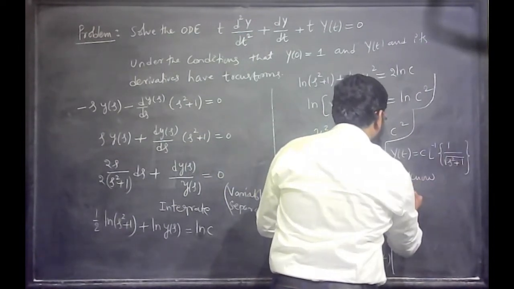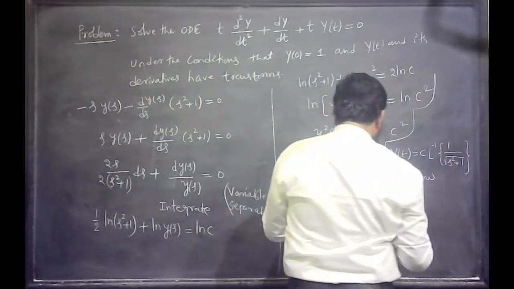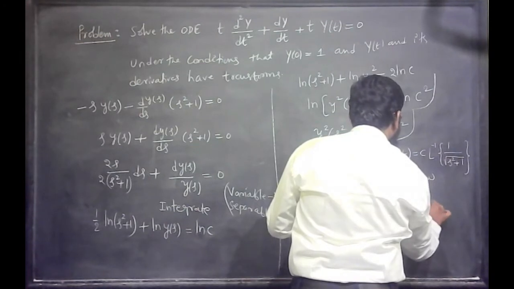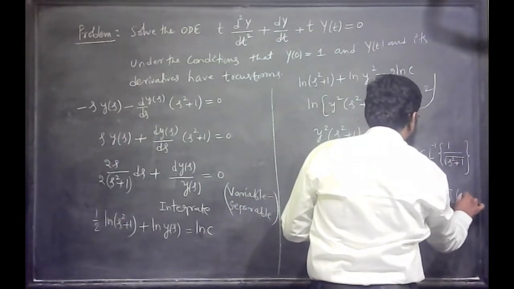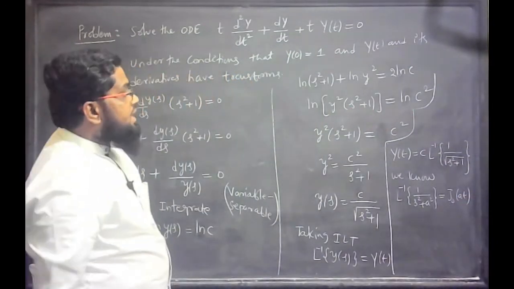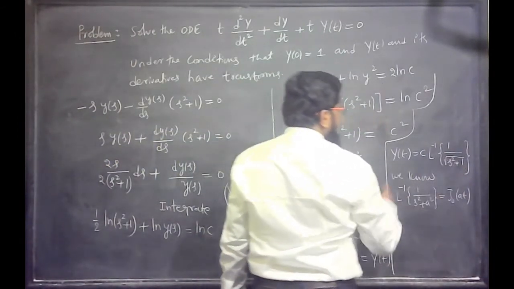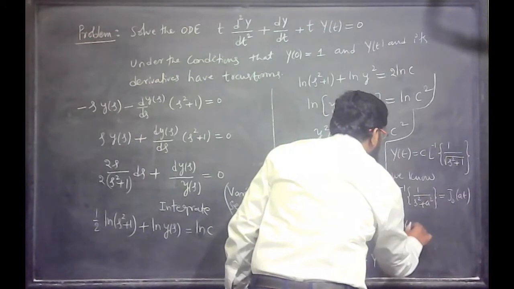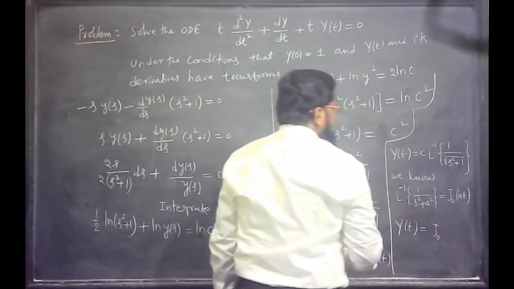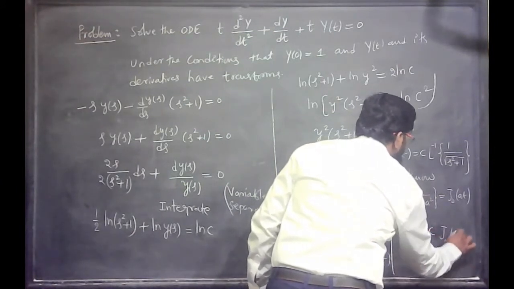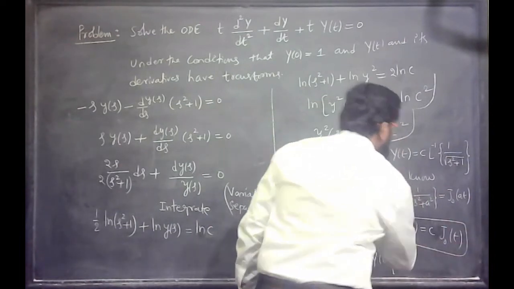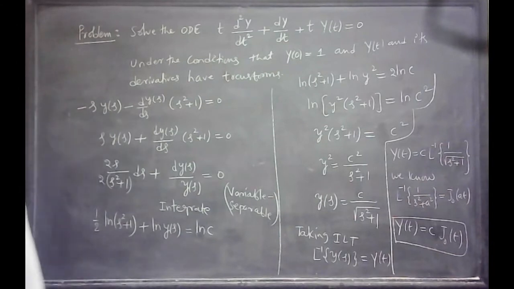We know inverse Laplace transformation of 1 by square root of s square plus a square will be equal to J naught of at. But in place of a square, we have 1. That's why y of t will be equal to c into J naught of t. This will be the answer of the given problem. So, what is the final conclusion? The final answer will be c multiplied by J naught of t.